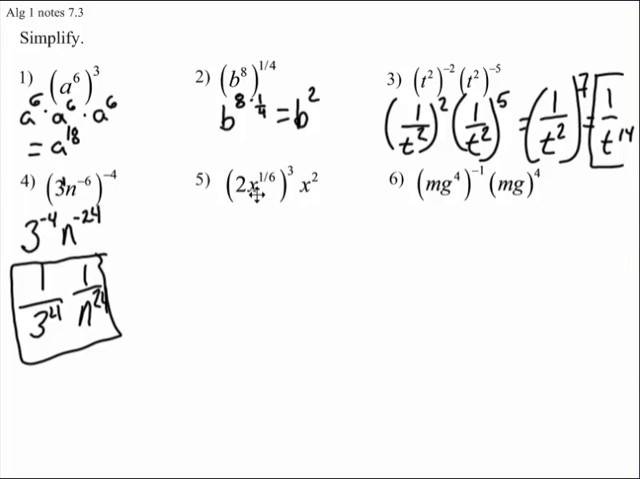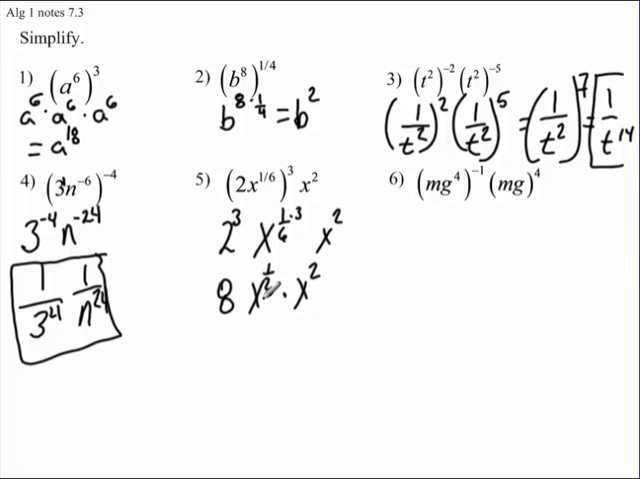Again, now I'm making them a little bit more messy, but it's the same thing. 2 to the third, x to the 1/6 times 3, and you have an x squared out here. We see these powers of powers, and we know we're multiplying. So this is 2 to the third, which is 8. This is x. 1/6 of 3 is 1/2. So x to the 1/2. Talked about what that means. Times x squared.